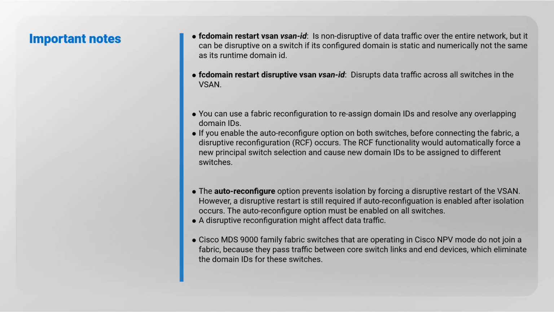However, a disruptive restart is still required if auto reconfiguration is enabled after isolation occurs. The auto reconfigure option must be enabled on all switches. A disruptive reconfiguration might affect data traffic. Cisco MDS 9000 family fabric switches that are operating in Cisco NPV mode do not join a fabric because they pass traffic between core switch links and end devices, which eliminates the domain IDs for these switches.